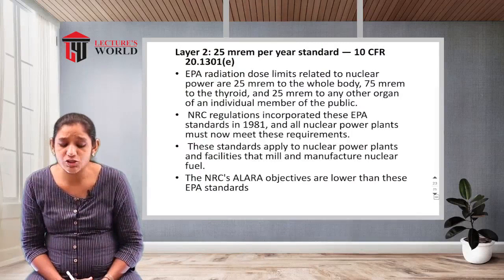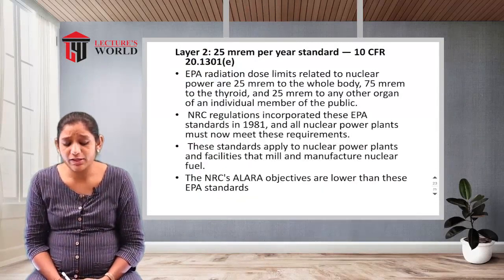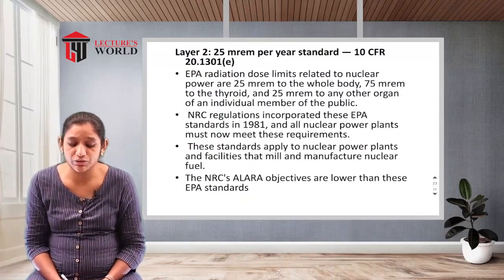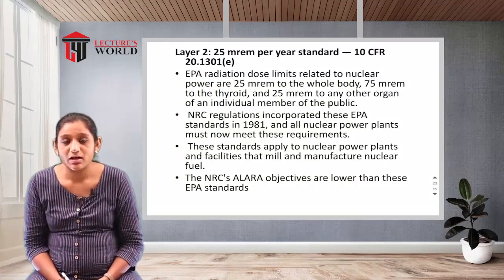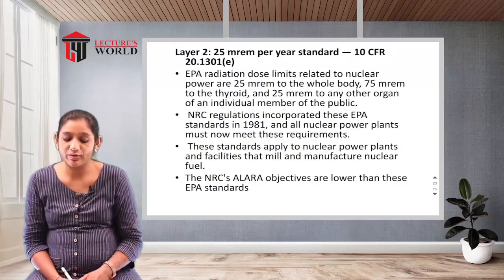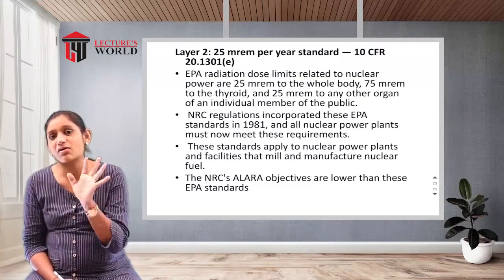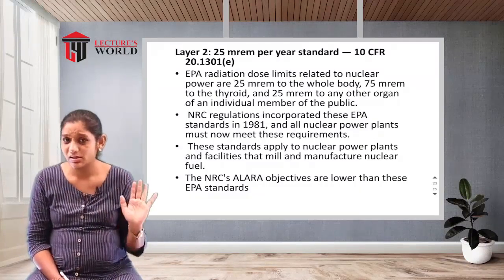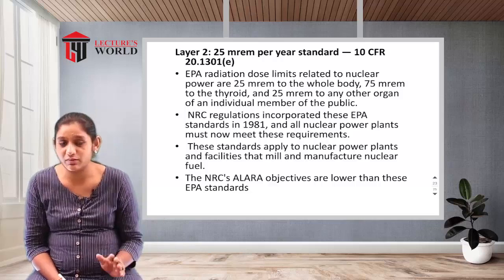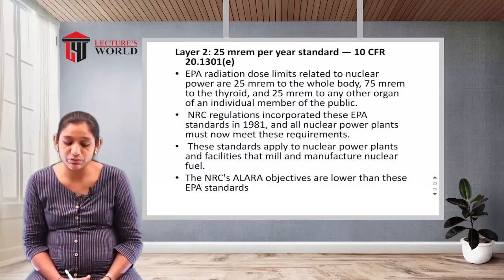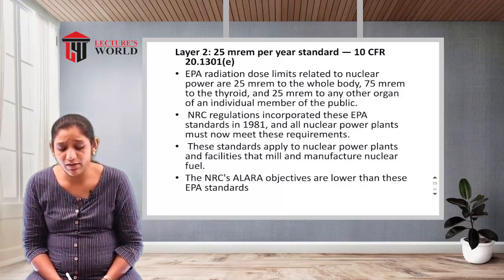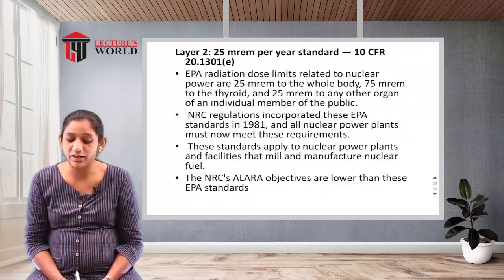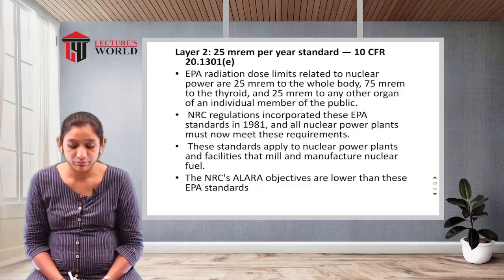Layer 2: the EPA radiation dose limit related to nuclear power is 25 mrem to the whole body. Whatever you are doing, for identification purposes or otherwise, only 25 mrem can be delivered to the whole body. The limits are 75 mrem for the thyroid and 25 mrem for any other organ of an individual member of the public.